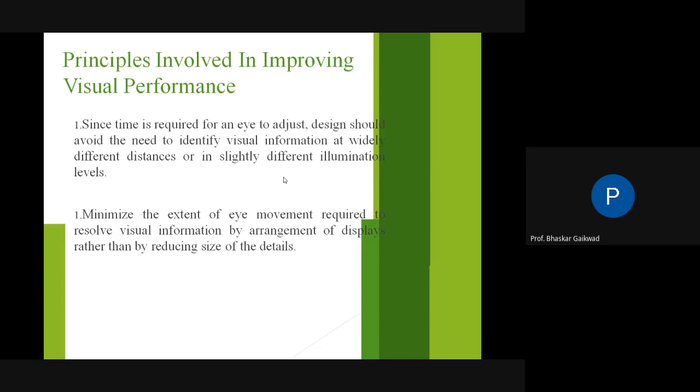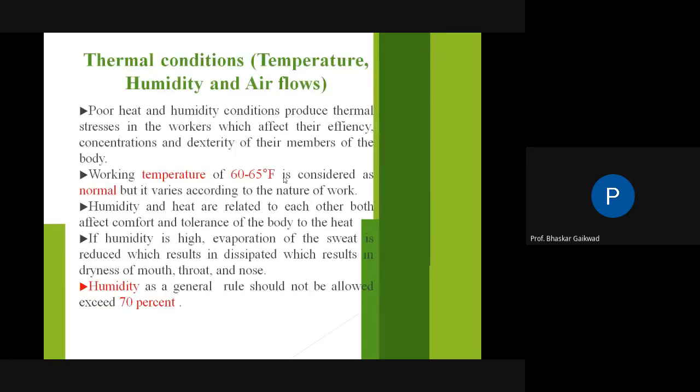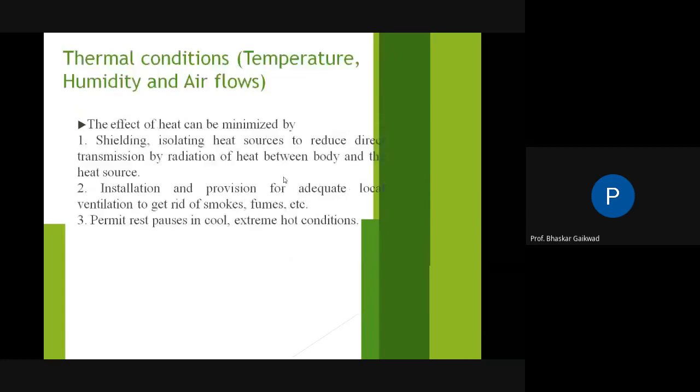It is a very common thing. The light should be there. There should not be high temperature. Humidity should not be there. Heat should not be there, so that one can work comfortably. So this will affect the performance of the worker. Thermal condition means heat should not be there.